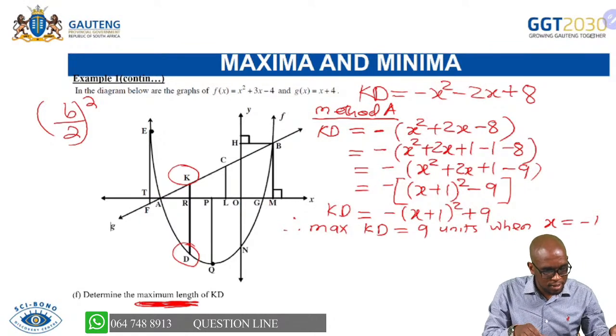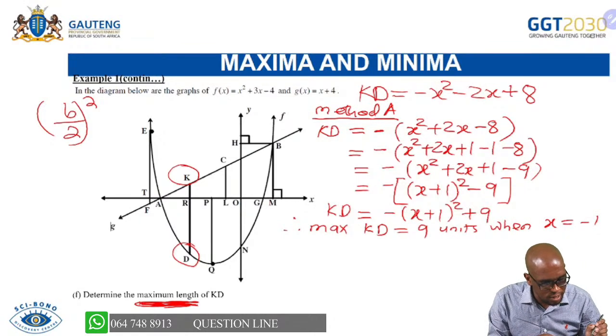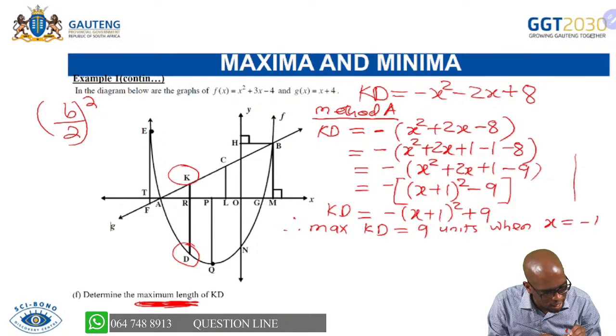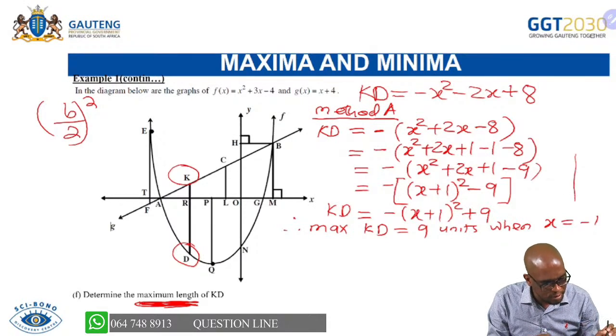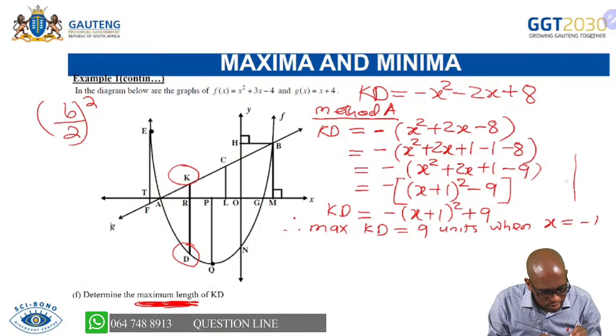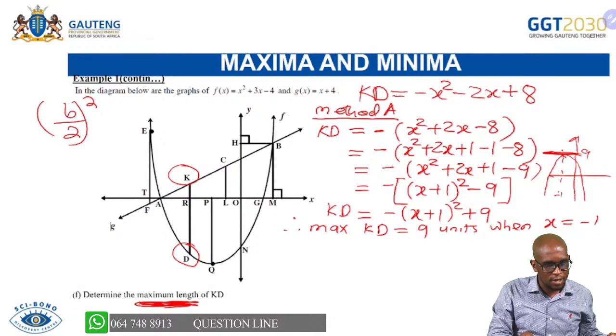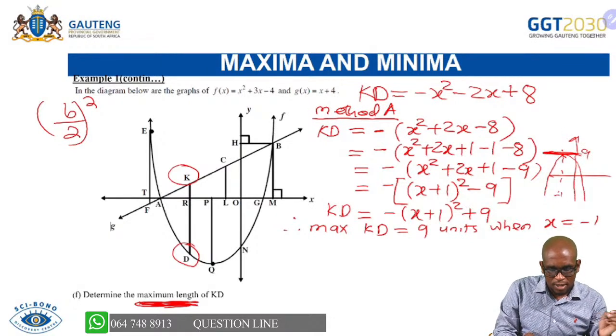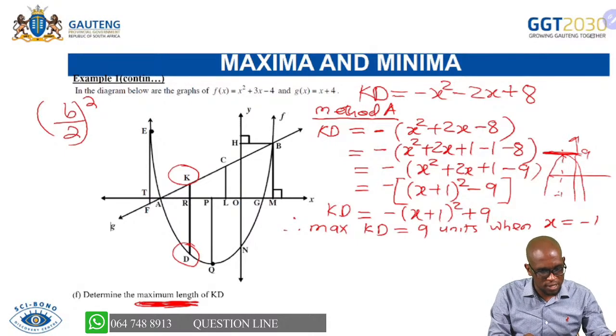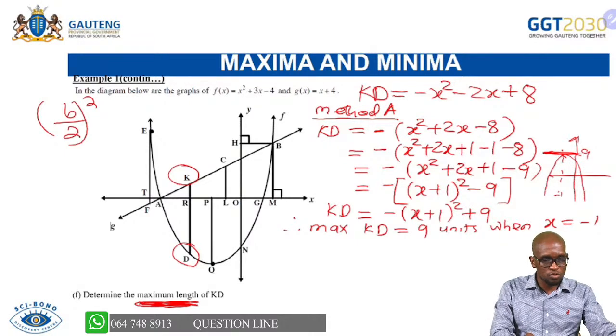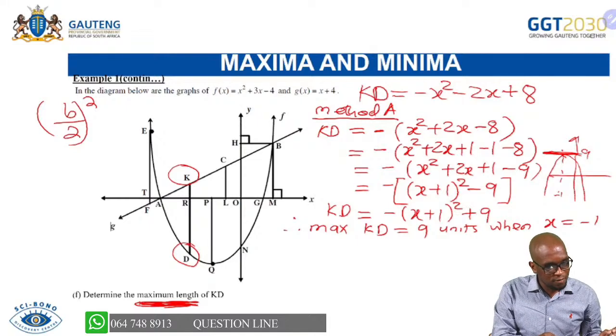So that is the maximum, because what we've now worked out is that this parabola turns at minus 1 and 9. So this parabola turns at minus 1 and 9. X is minus 1 and y is equal to positive 9. So this now represents the maximum value of this. It occurs when x is equal to minus 1. Now that is the first method.